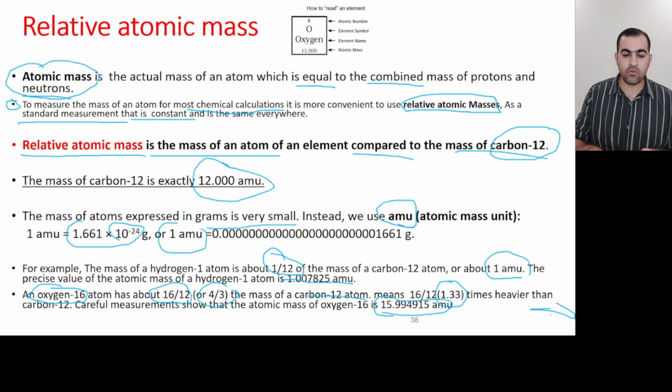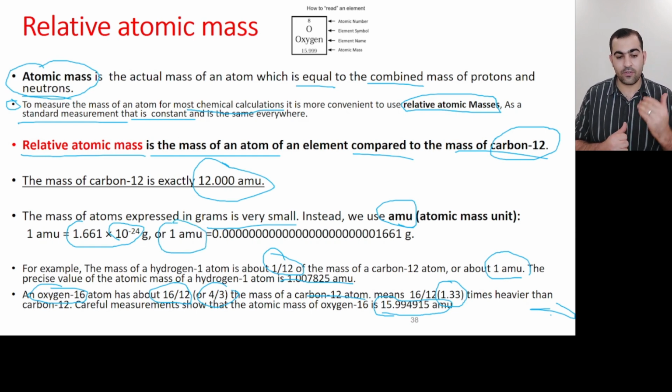For carbon, I get 12 AMU, which is 12 times 1.661 times 10 to the power minus 24 gram. Here you must know the relative atomic mass and the actual mass. What's the difference between them?